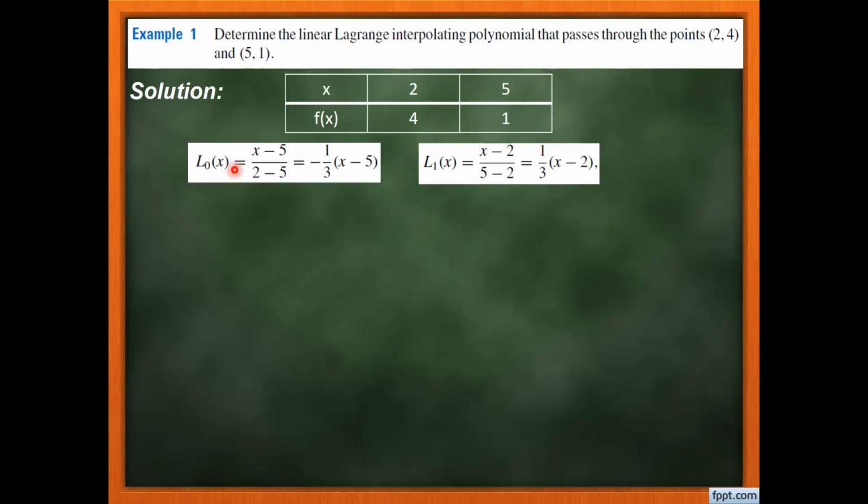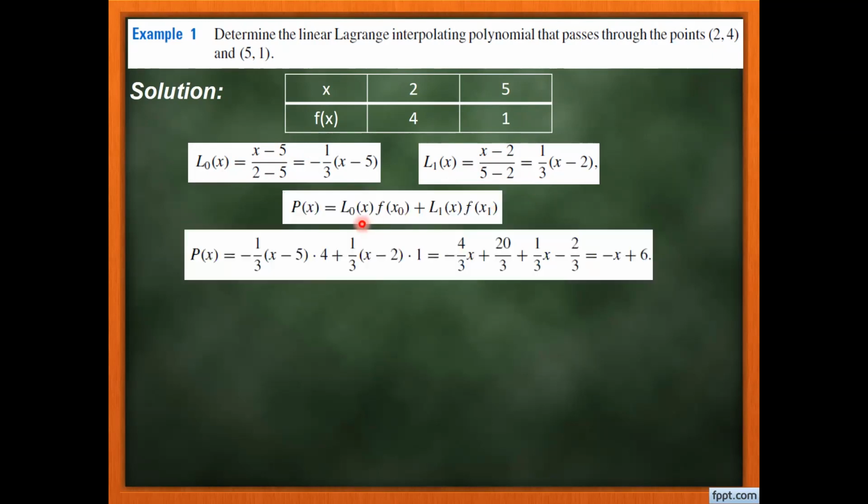In L0 of x, we will have x minus 5, which is x minus x1, divided by x0 minus x1, which is 2 minus 5. And L1 is x minus x0, which is x minus 2, divided by x1 minus x0, which is 5 minus 2. So we have the values of L0 of x and L1 of x. Now what we need to do is substitute these values in the polynomial p of x. The f of x0 and f of x1 values are given respectively as 4 and 1.